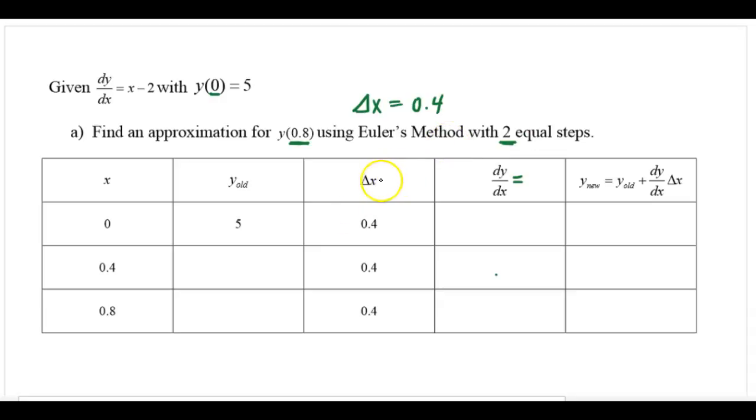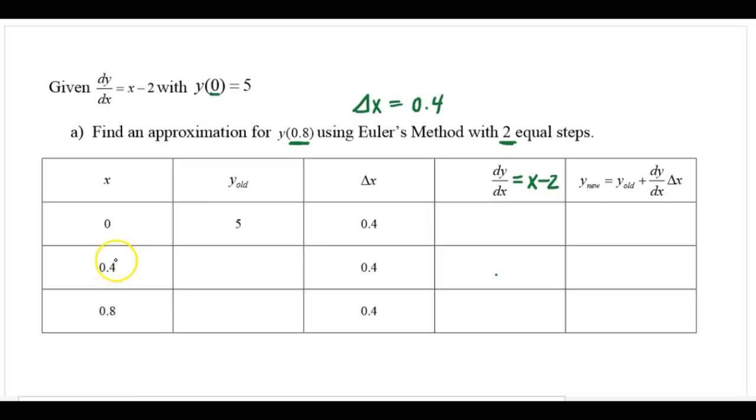Notice that I filled out my delta x as 0.4 every time. And I filled out my horizontal row. That's going to be the same every time. So x, y old, delta x, dy/dx is the equation x minus 2 this time. This time it's just dependent on x, but know that it could be dependent on both x's and y's. And then my formula here is still the same. So y new is y old plus dy/dx times delta x. And I have filled out my starting value. X value is 0. My starting y value is 5.